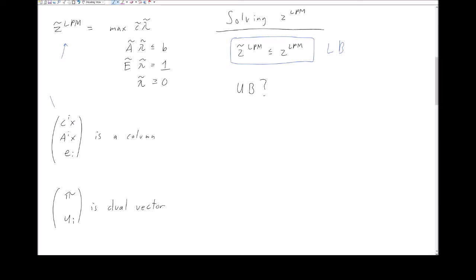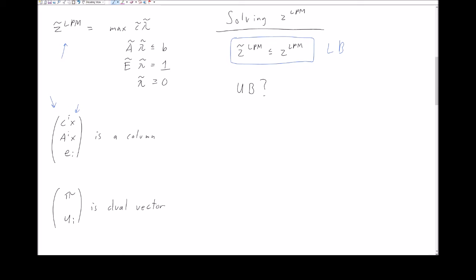We also have a set of columns. There's one column associated with each variable. In this case, the variables are the lambdas. Each lambda is associated with a particular feasible solution, and so our column is associated with a particular feasible solution. The feasible solution in question is the variable x inside of our column.